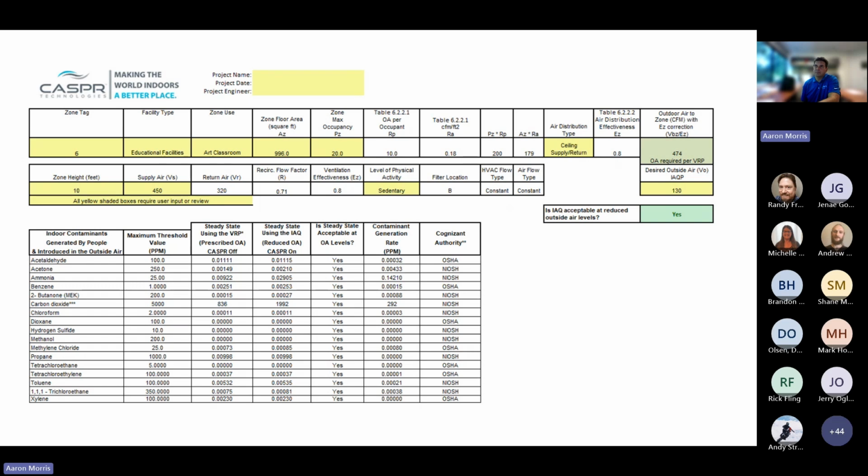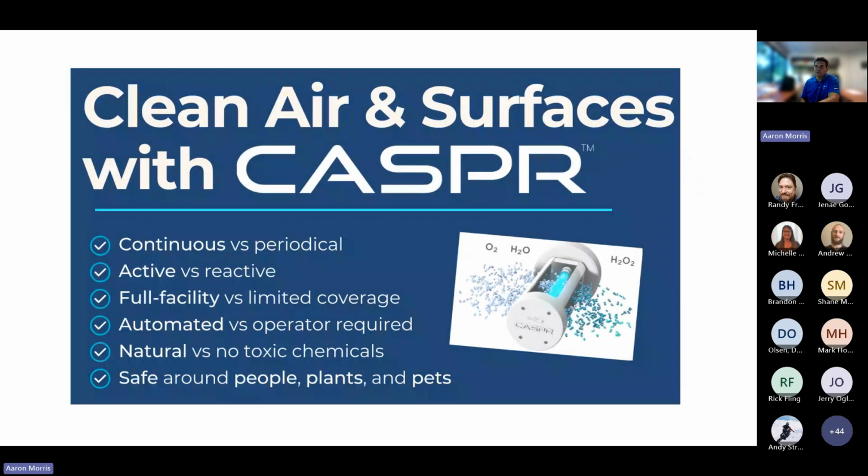And so you can plug in your inputs. This would be a single zone, right? And you would do one of these per zone. And it just gives you a simple yes or no off to the right there of whether you're meeting ASHRAE standard 62.1 acceptable levels. So we have lots of tools available to us, and lots of manufacturers we partner with.